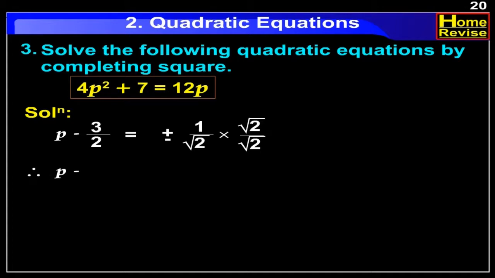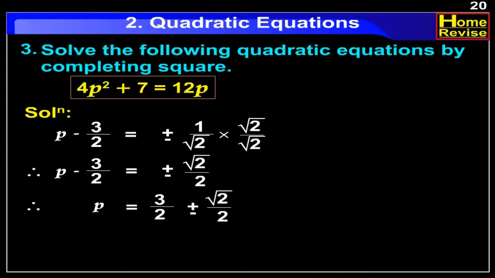Therefore, p minus 3 upon 2 is equal to plus or minus root 2 upon 2. Therefore, p is equal to 3 upon 2 plus or minus root 2 upon 2. Therefore, p is equal to, taking 2 as a common denominator, we have 3 plus or minus root 2 upon 2.